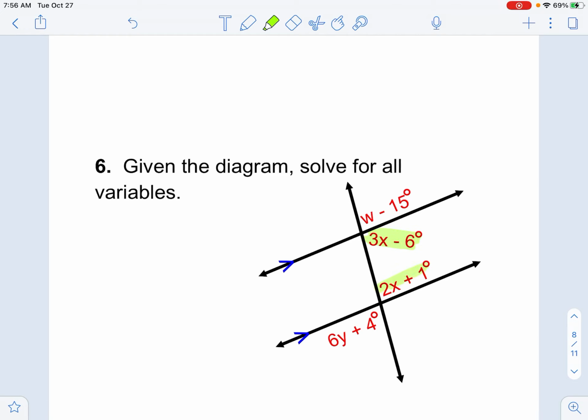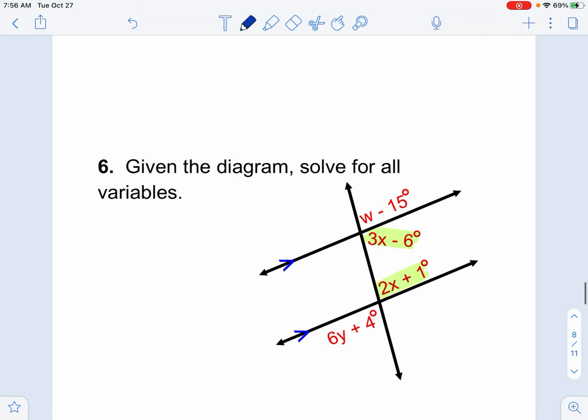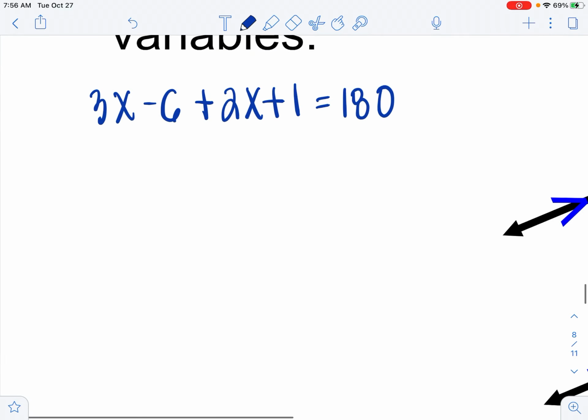So I'm going to say, okay, these are my two angles. What kind of angles are those two angles? They're on the inside and they're on the same side. So they're same side interior angles. So therefore they are supplementary. So I'll start by saying 3x minus 6 plus 2x plus 1 is equal to 180. And I'll solve for x.